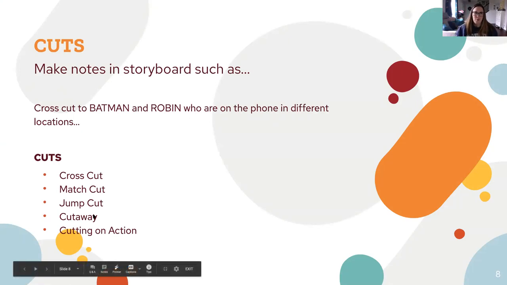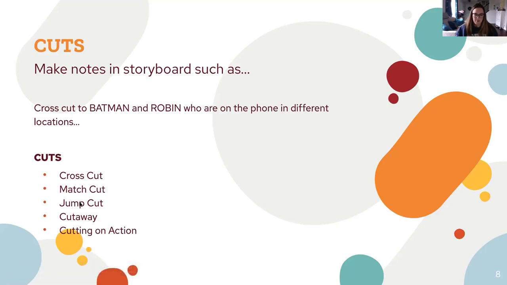Cutaway, we saw that example from Marty McFly in the time machine going back to the future, and then the spinning license plate, and then back to them, so a cutaway. Or cutting on action. So it's actually cutting when something's going on, and it continues the motion. So those are the kinds of cuts.